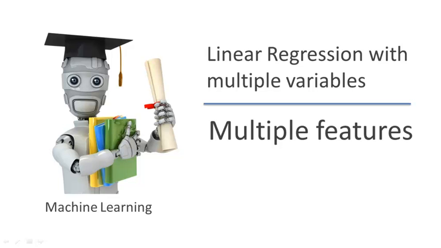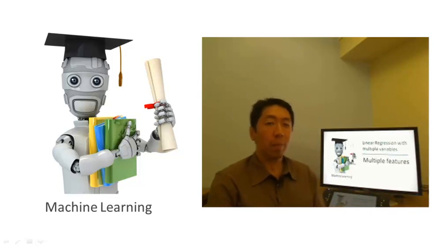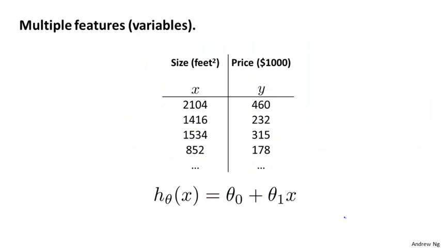In this video, we will start to talk about a new version of linear regression that's more powerful, one that works with multiple variables or with multiple features. Here's what I mean. In the original version of linear regression that we developed, we had a single feature x, the size of the house, and we wanted to use that to predict y, the price of the house, and this was the form of our hypothesis.